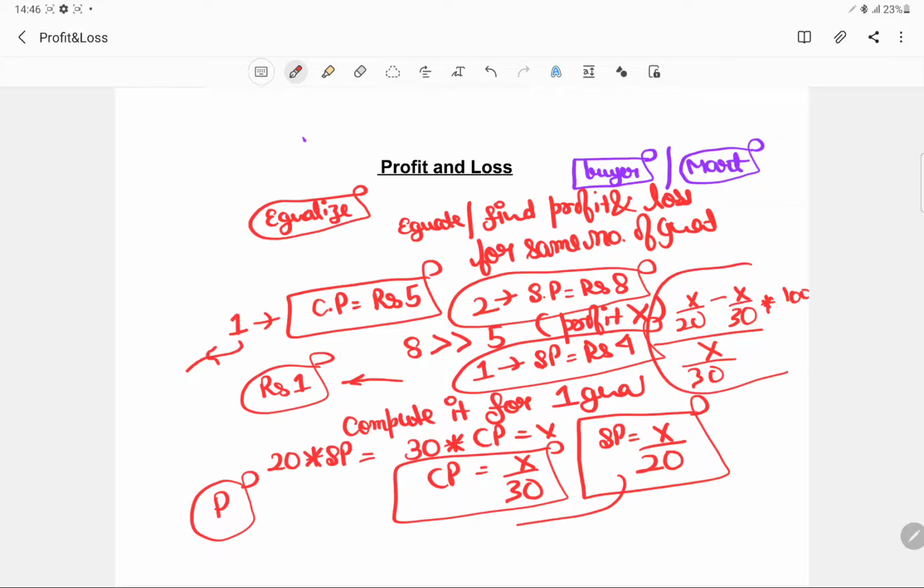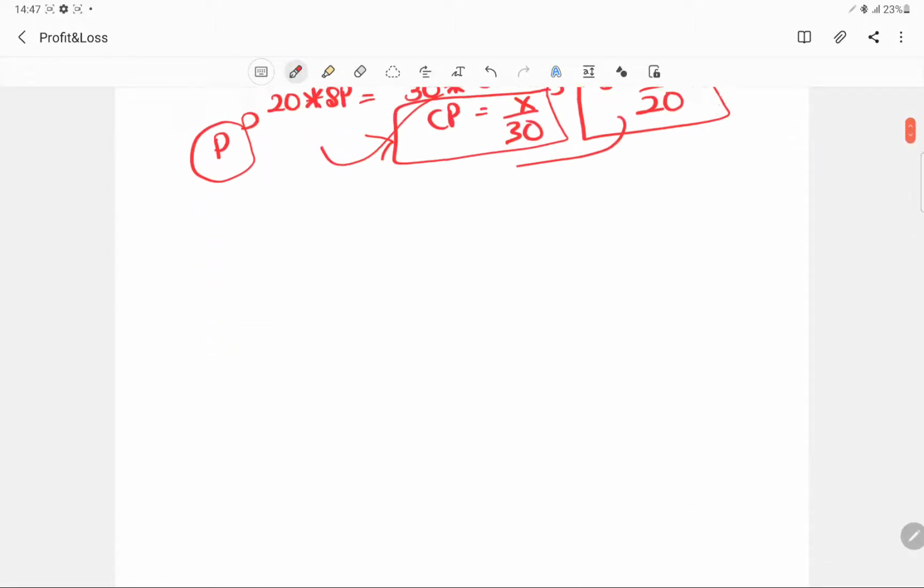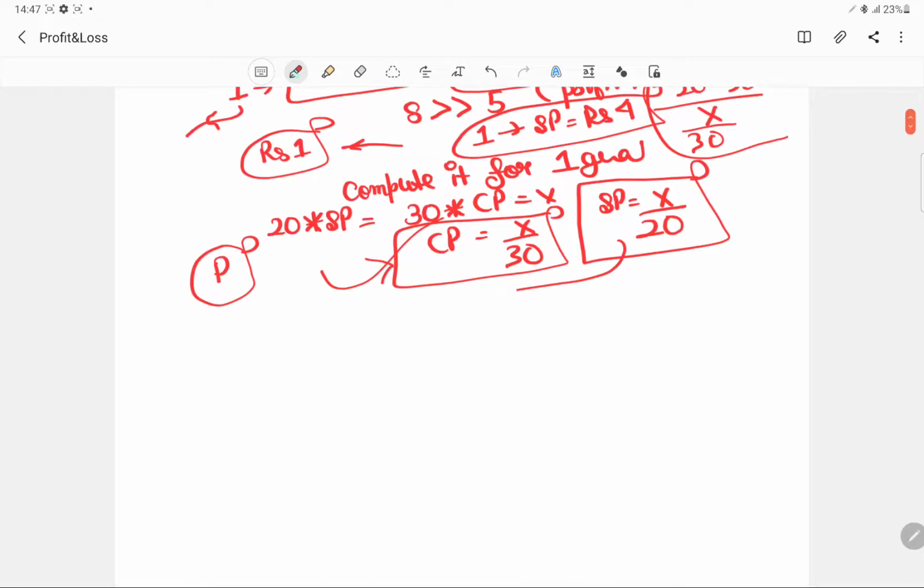Now just remember a single term. Generally we calculate over the cost price, but in many questions they can even ask you what the profit was as a percent of selling price. So you always have to see what the denominator is. If nothing is mentioned, then you follow the standard procedure. Okay, so that was about equalization.